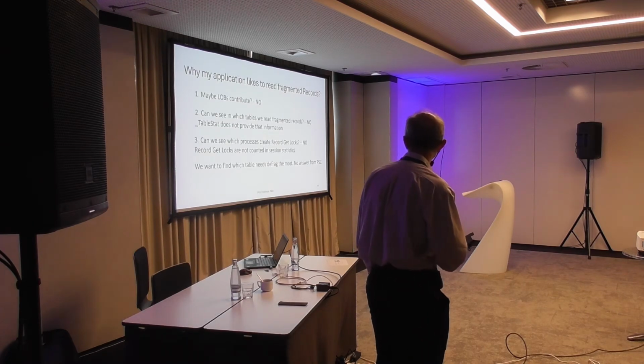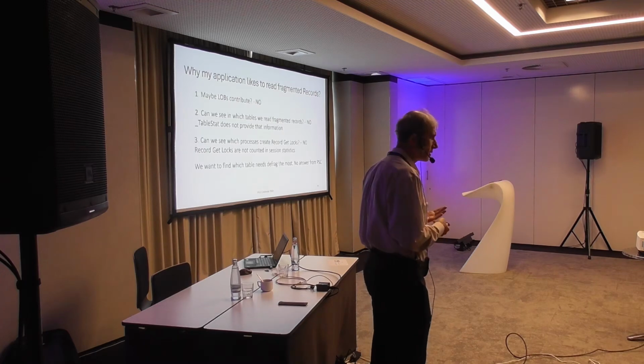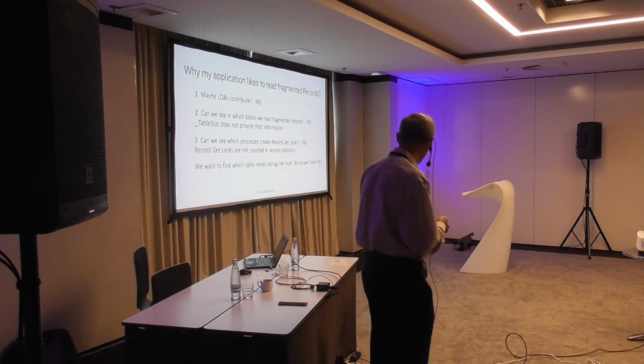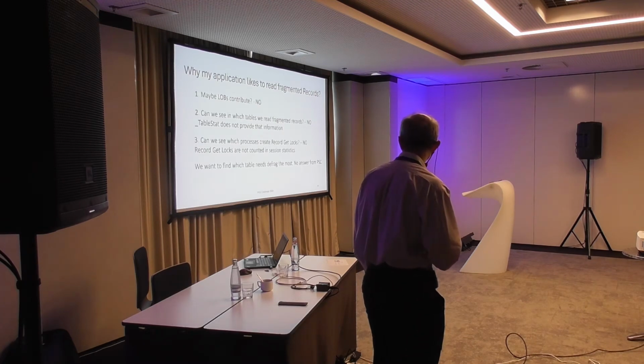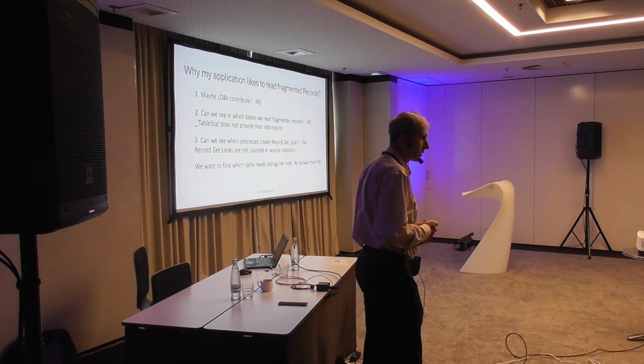Also, you couldn't see which process creates record get logs, because record get logs are not in any session statistics that you get from Progress. So we want to find which tables need defragmentation the most, but this answer we just couldn't get.